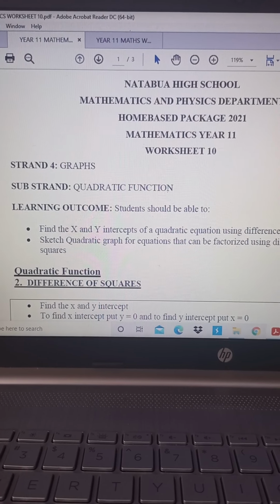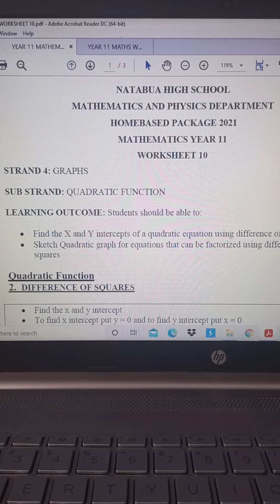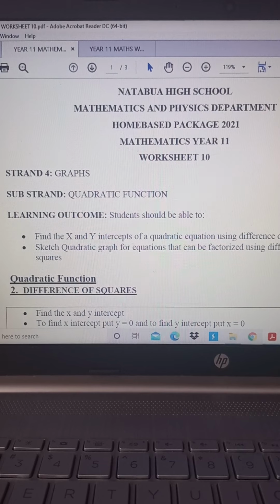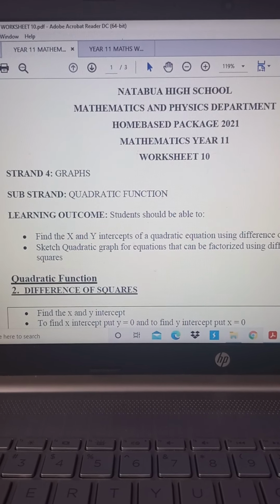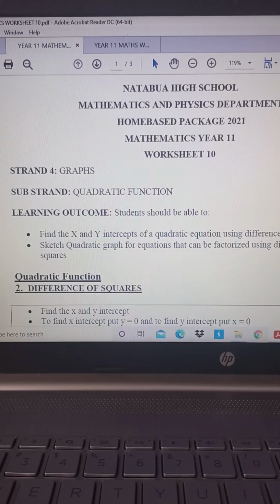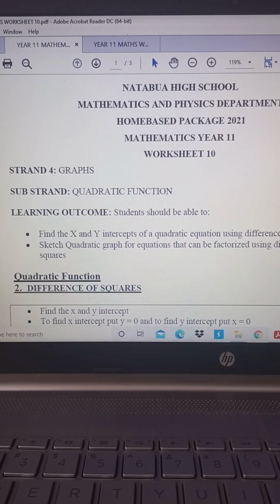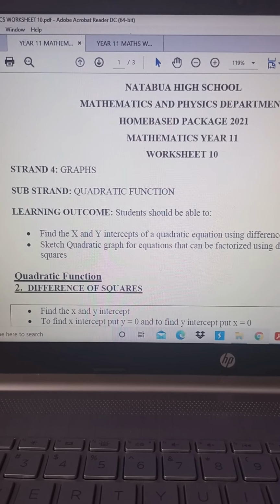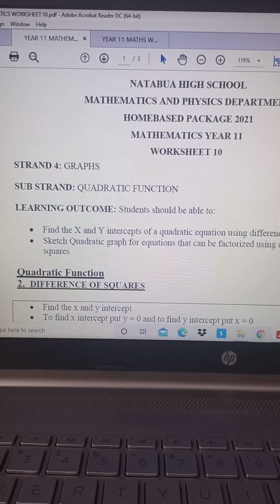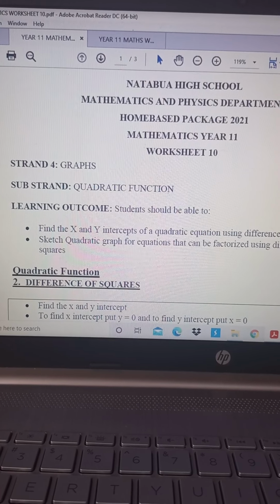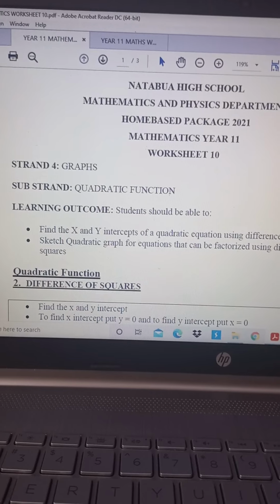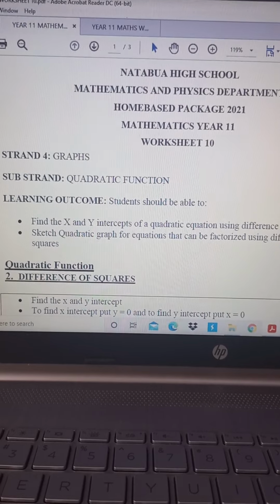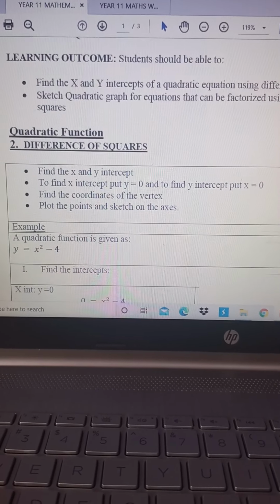Greetings to all. In this video, I will be discussing worksheet 10, which is again based on graphs and quadratic functions. In this one, we are basically going to be looking at another method of factorization, which is difference of two squares. When we are doing our calculation and the working, it is going to be similar to what we have been doing so far. We are going to be finding the x and the y intercepts. We will be finding the vertex point or the turning point, and then we will be plotting all the points and drawing our graph. Okay, so let's have a look at the example which is provided.